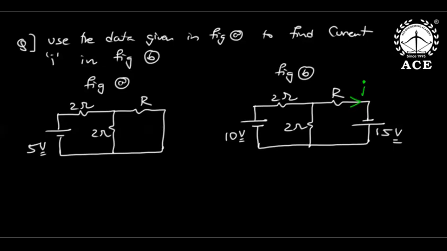Yes, I value in figure A, everybody, is 1 ampere. Okay, everybody, use the data given in figure A to find current I in figure B. Now I value in figure A is 1 ampere. So now you see this is 5 volts, 2 ohms, 2 ohms, it is 1. Now here both 10 volts and 15 volts are there and I need I.